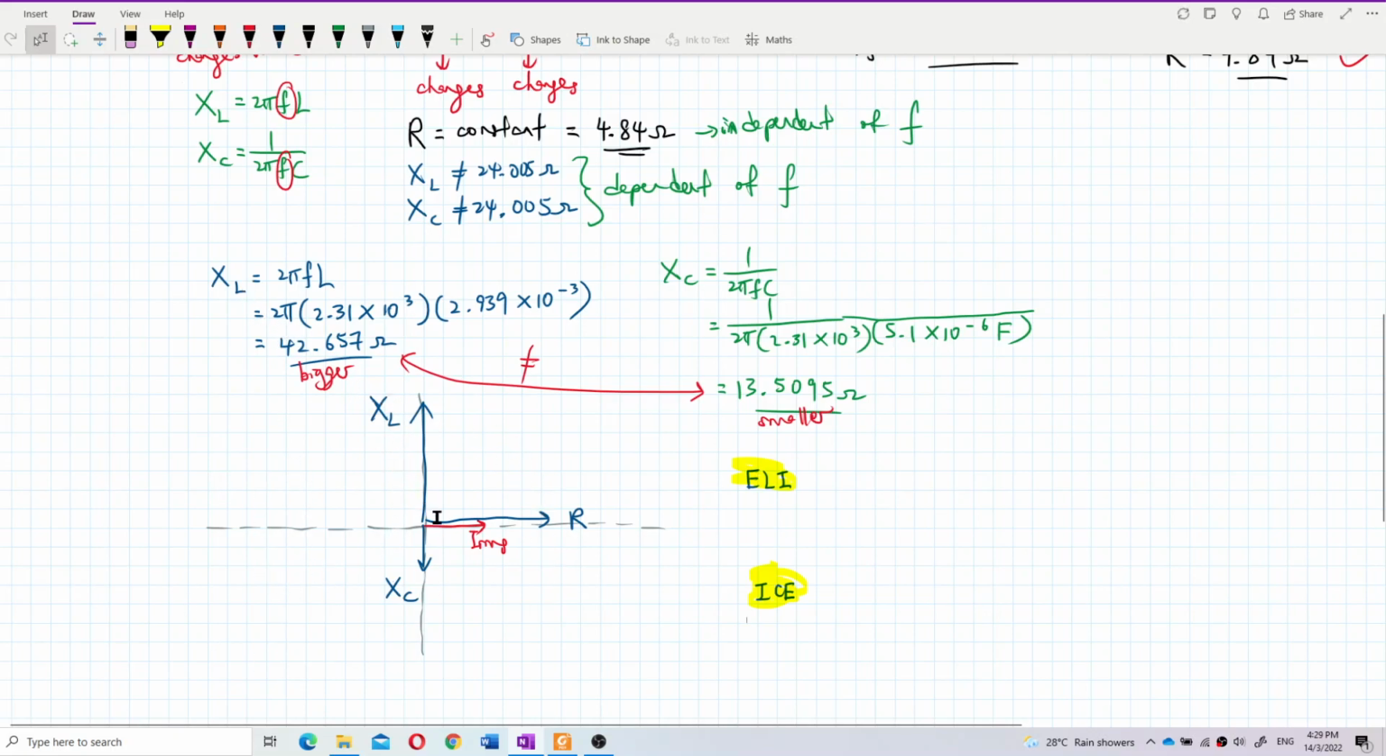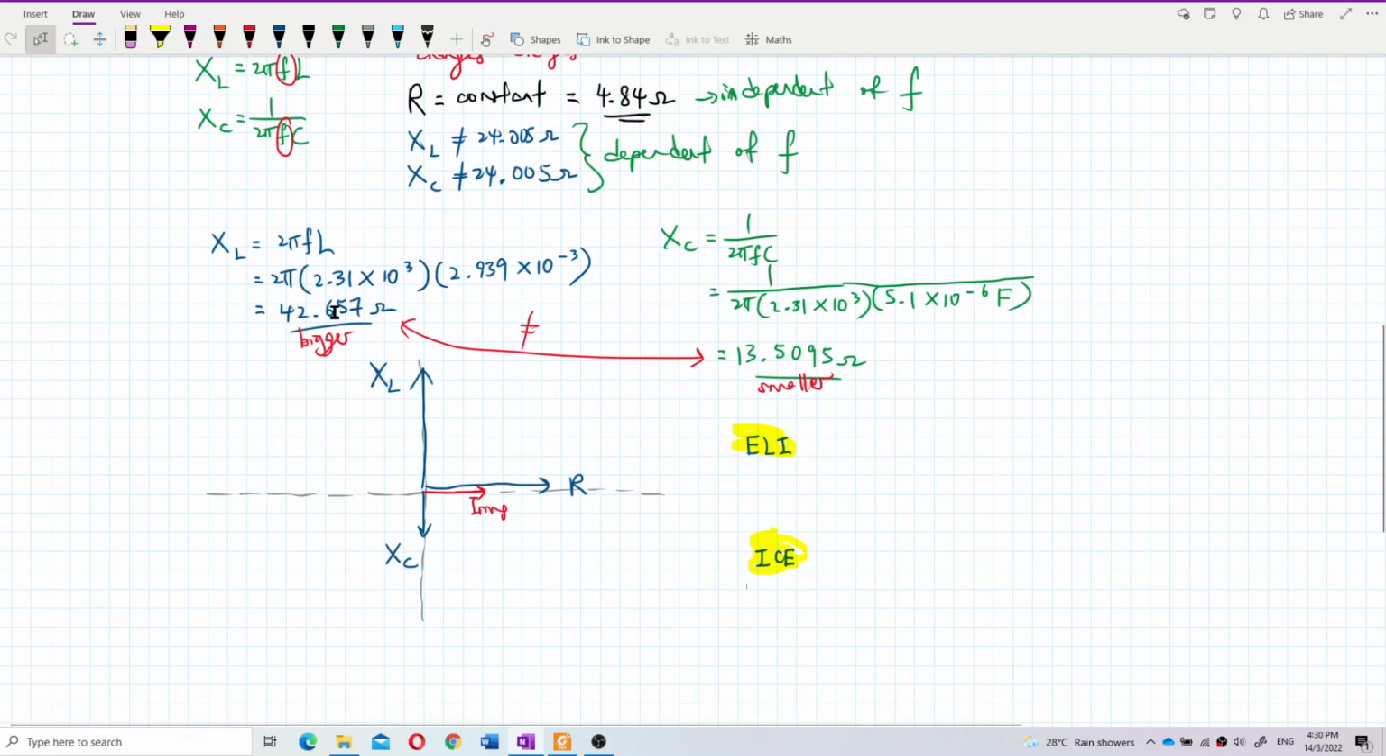XL must be longer, XC must be shorter, based on the value. Based on the value, you can see XL is bigger, so you must draw XL longer. XC is smaller, so you must draw XC shorter. If you found that XC is bigger and XL smaller, then you must draw XC longer, XL shorter, and the impedance will be at the bottom. But this one is XL bigger, XC smaller, so the impedance will be at the top.